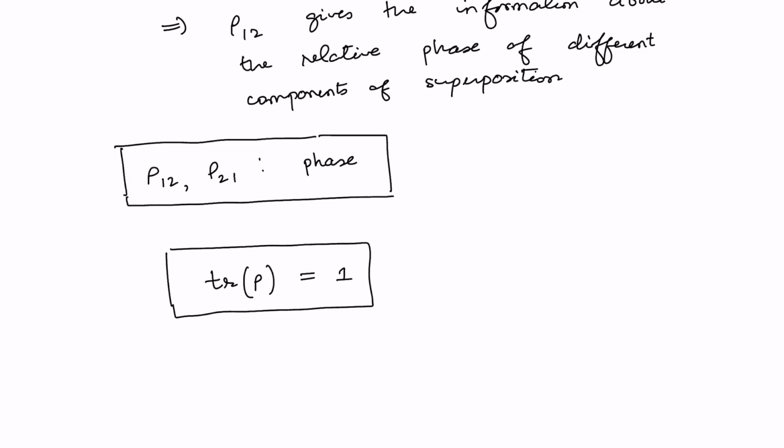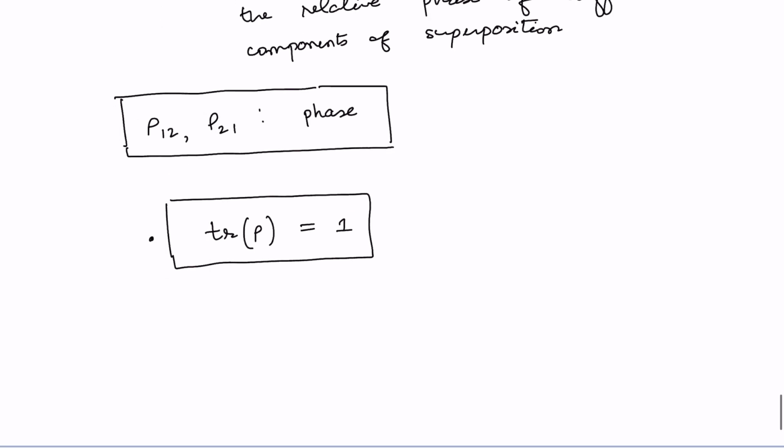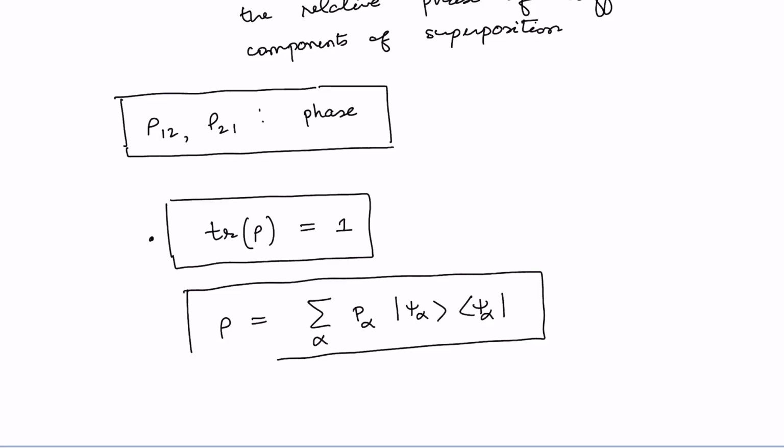A general proof can be worked out, so we will do that in the problem solving session, or you can just try it. Please try using this general definition of the density matrix, which is sum over alpha P alpha |psi alpha><psi alpha|. Use this, and then please try to prove that trace rho is equal to 1. Okay, this is going to be a good exercise.